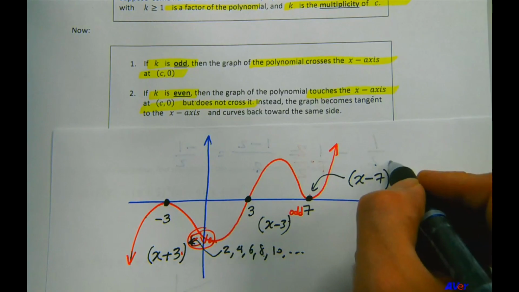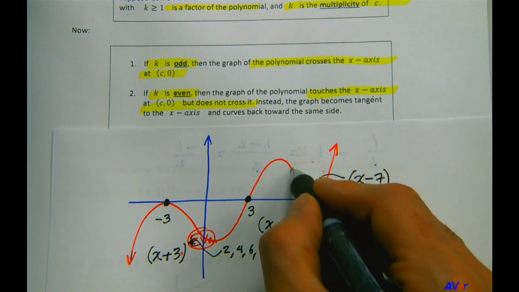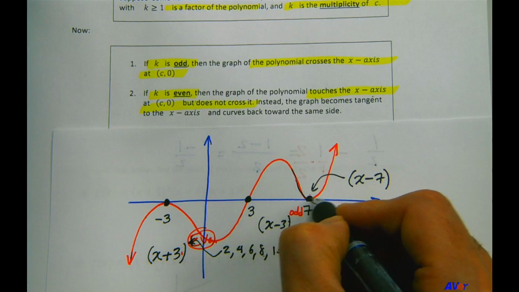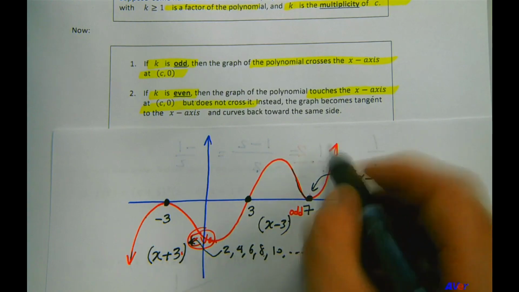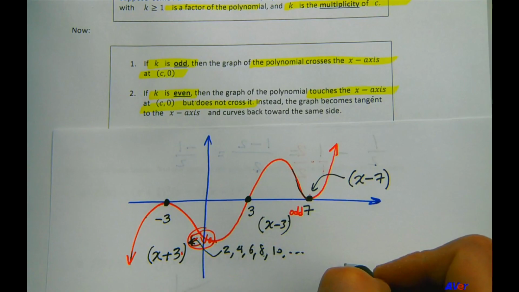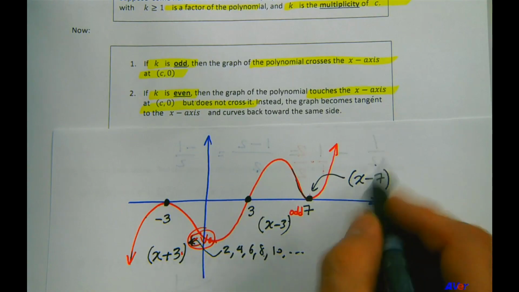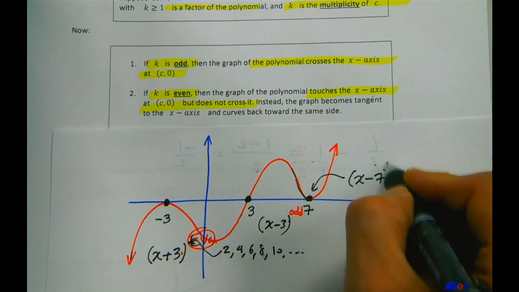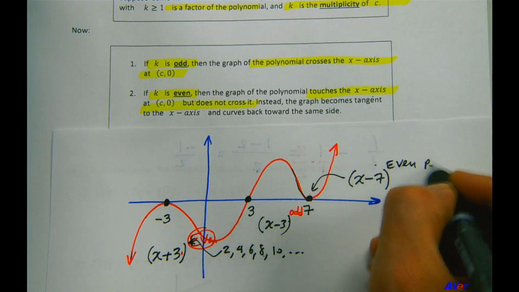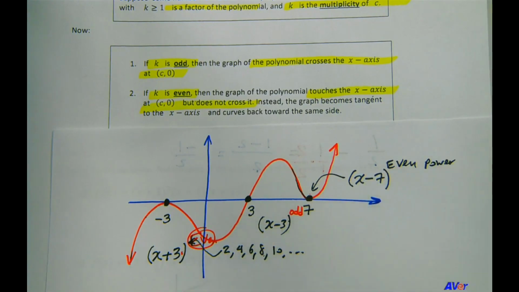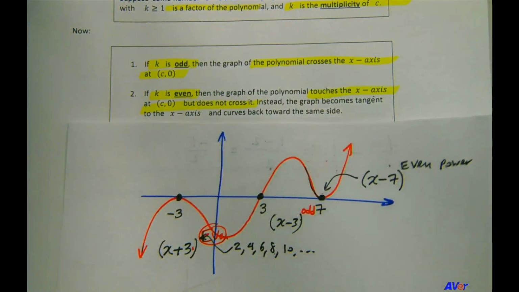We don't know what power it must have had, but because, again, the graph hits this x-axis and bounces back to the same side, because the graph does not cross the x-axis, we know this power must have been an even power. 2, 4, 6, 8, any of those numbers. Okay? So that's what this box is talking about. I hope it's clear. If not, make sure that you let me know with your questions.